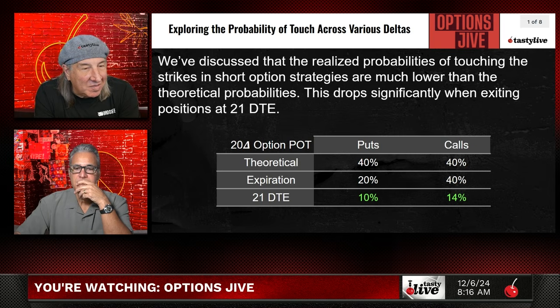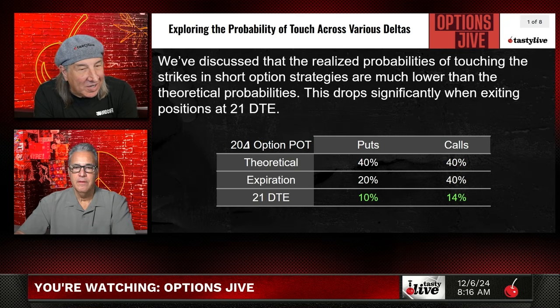If you hold it to expiration in the last 10 years, because we've been in a bull market, the puts actually only have a 20% chance of touching, the calls right at 40. But if you manage early, both sides, where you'd think the theoretical is 40%, it's really only 10 and 14. That's the whole concept, the whole reason we manage early. Okay, that's cool. Let's go to the next slide.